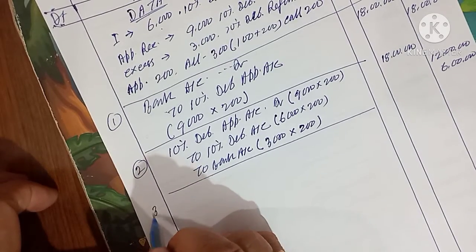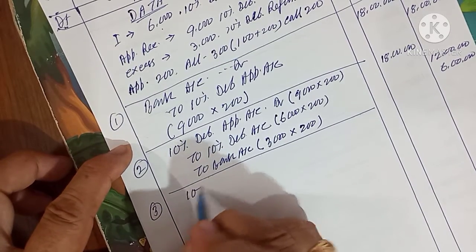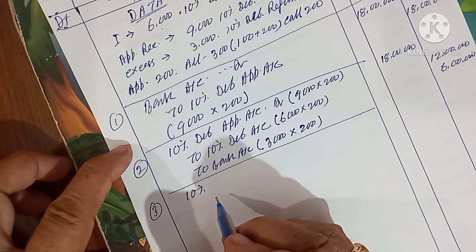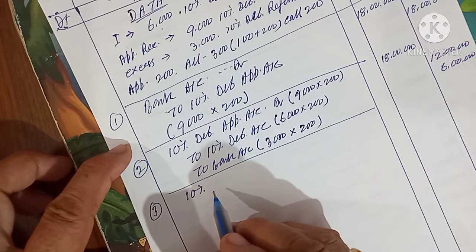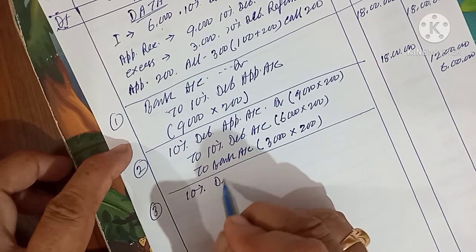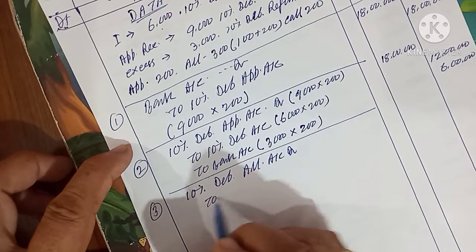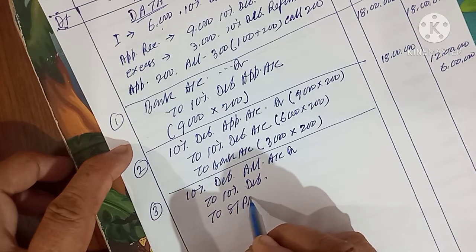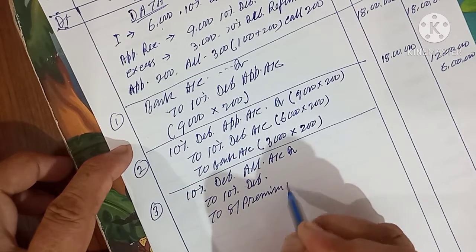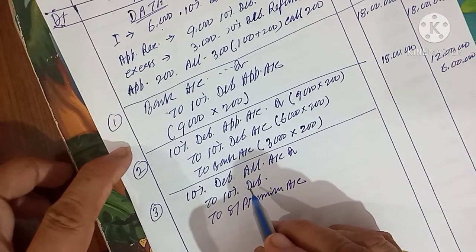Now we will pass the entry for allotment. When we pass the allotment entry, 10% debenture allotment account debit to 10% debenture and to security premium account. Now how much are you going to collect from this total?